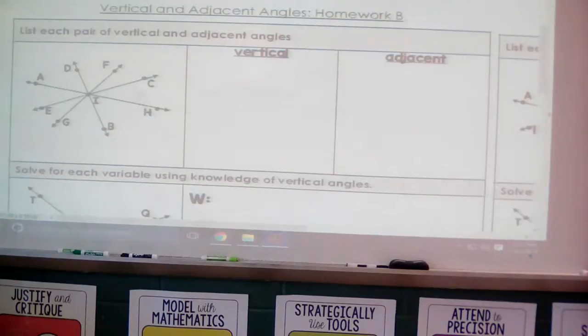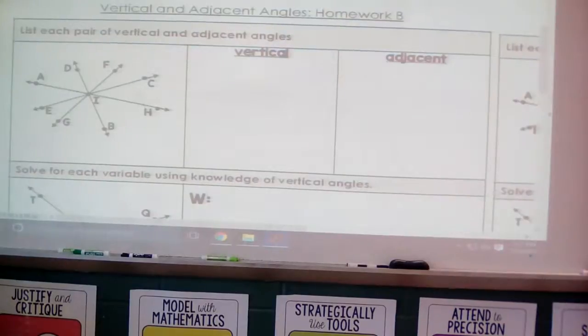Hello. I am going to talk about the homework for tonight and go over how you do it and give you some of the answers. There are going to be plenty of different options of vertical and adjacent angles, but if you are confused for any reason, please pay attention to what I'm saying and make sure that you are understanding why I'm telling you that certain angles are vertical or adjacent.